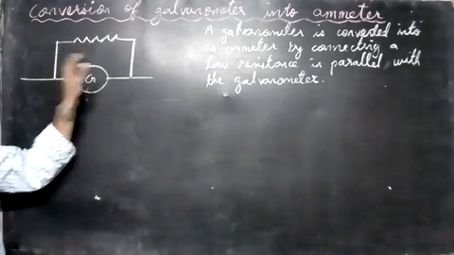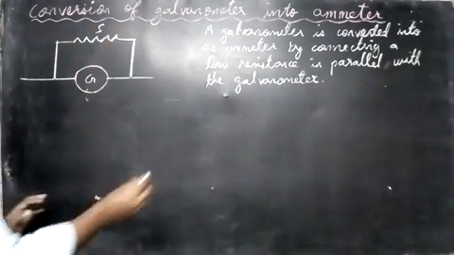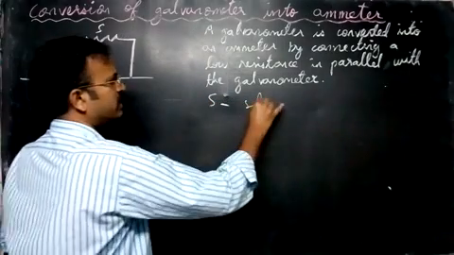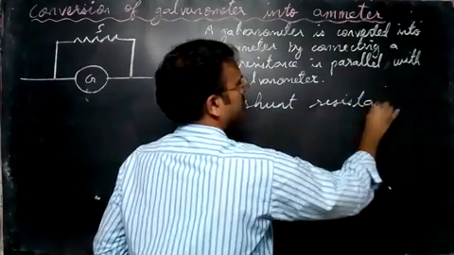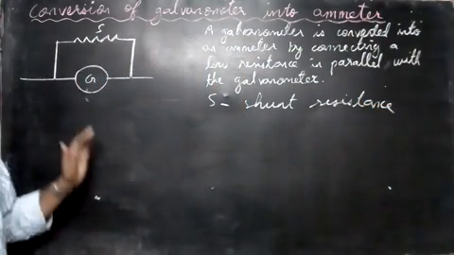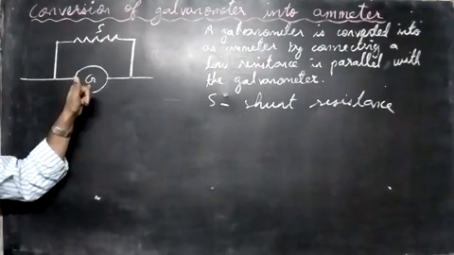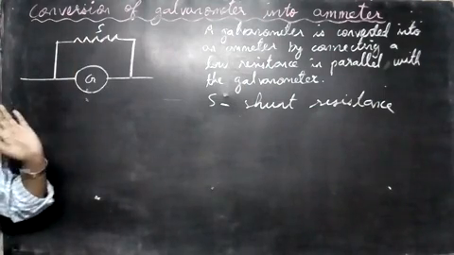This low resistance we also call the shunt resistance. S means the shunt resistance. Let the resistance of the galvanometer be Rg and the shunt resistance be S. That we'll study a little later.